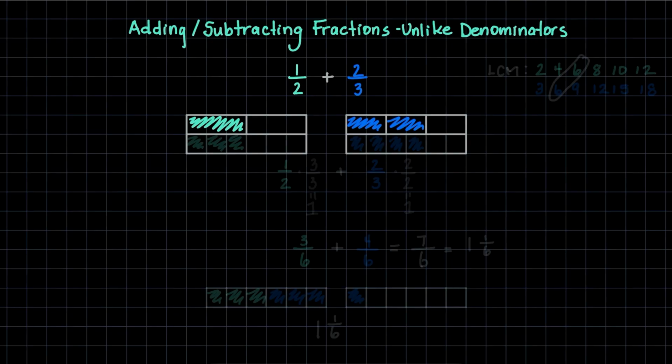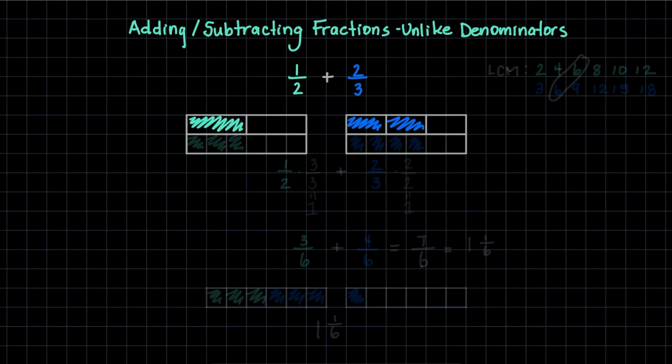So when you're thinking about fractions, just understand if the denominators are not the same, the size of the part is not the same. So we cannot combine them together. The only way we can combine them is if they are the same size. To get the same size, we use the least common multiple.